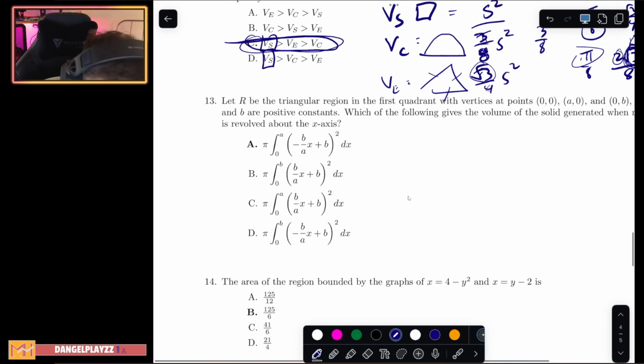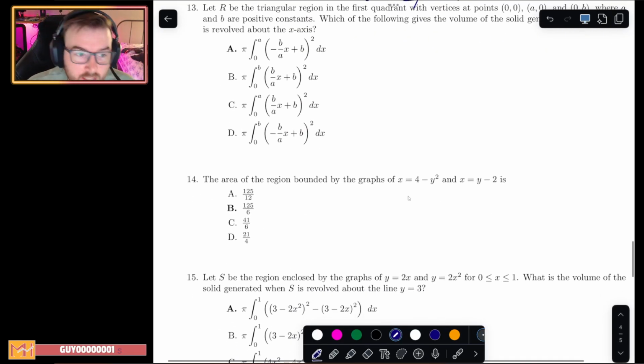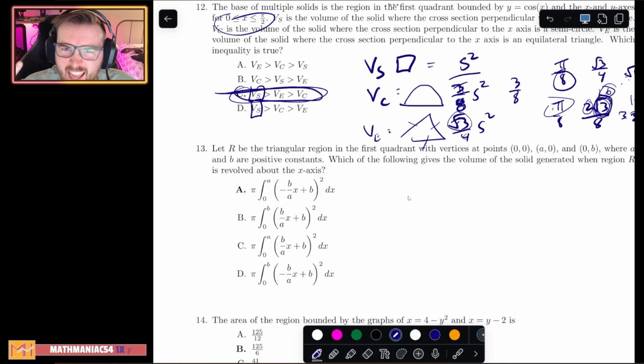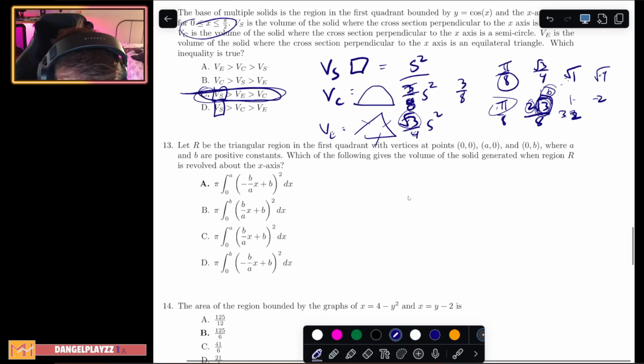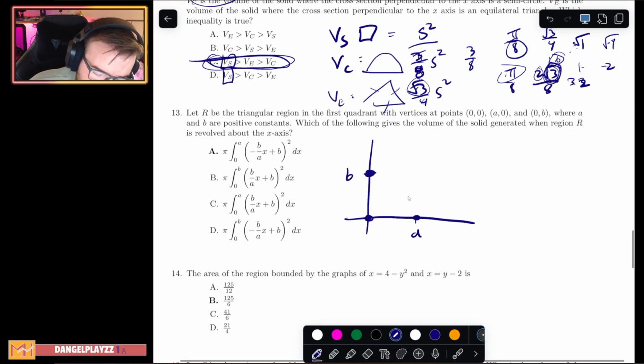Time-wise, 56 minutes, so there's still 30 minutes left on the test. We're almost done with the multiple choice. I'm just thinking like actual test taking, right? Let R be the triangular region in the first quadrant with vertices at points 0, 0, A, 0, and 0, B, where A and B are positive constants. Which of the following gives the volume of the solid generated when region R is revolved around the x-axis?